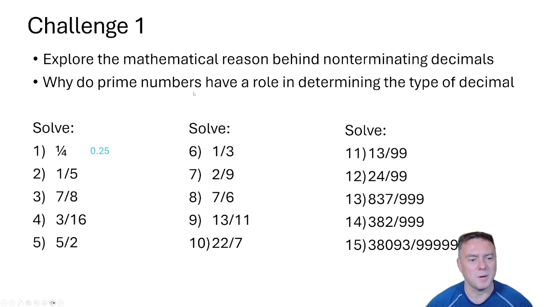So if you did 1 divided by 4, you got 0.25. 1 divided by 5 gave you 0.2. 7 divided by 8 gave you 0.875. 3 divided by 16 gave you 0.1875. And then 5 divided by 2 gave you 2.5.